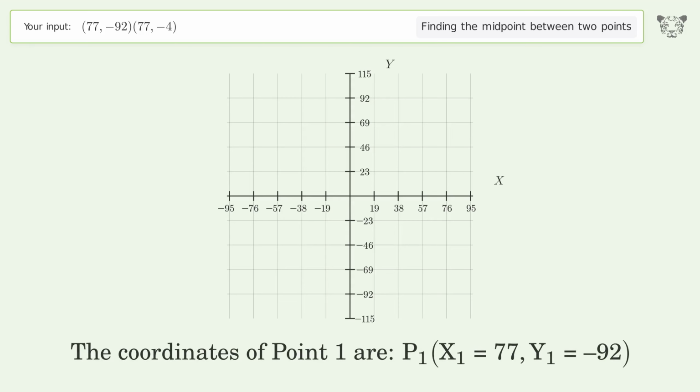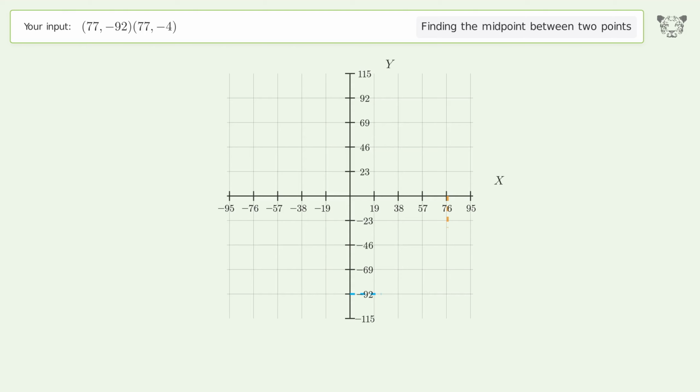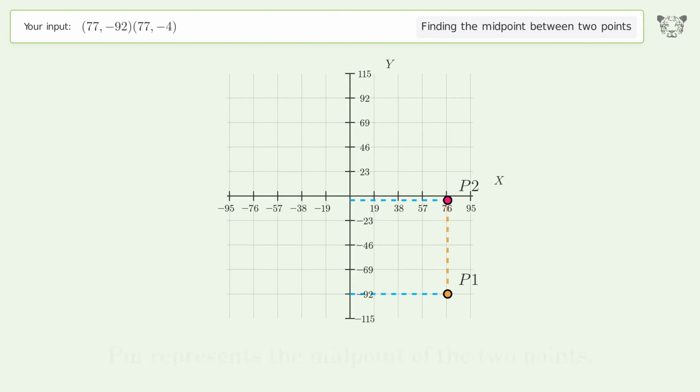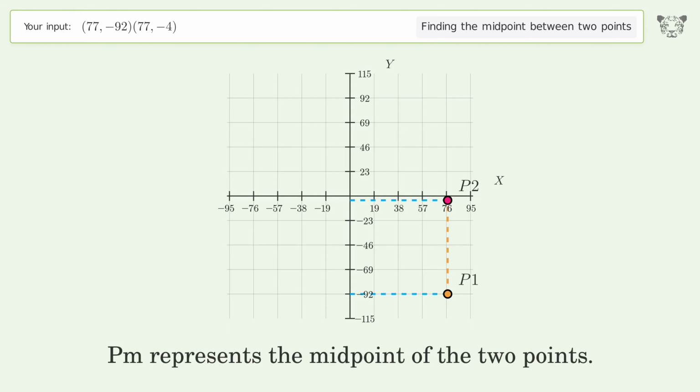The coordinates of point 1 are x1 equals 77, y1 equals negative 92. The coordinates of point 2 are x2 equals 77, y2 equals negative 4. PM represents the midpoint of the 2 points.